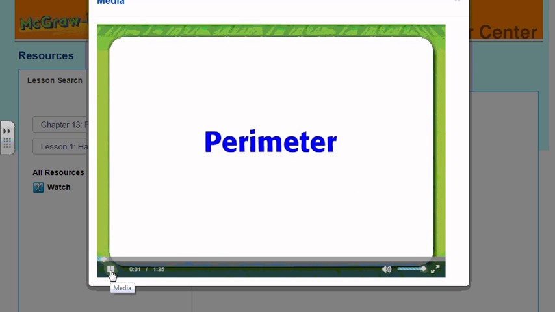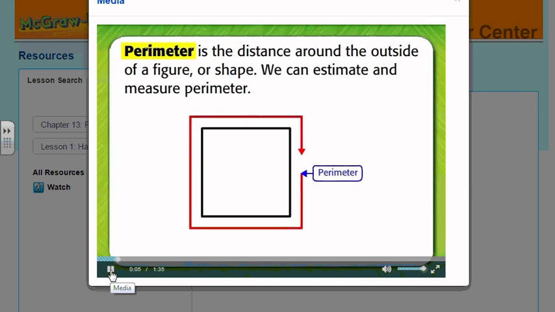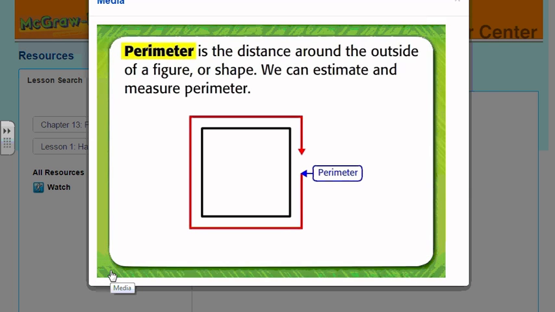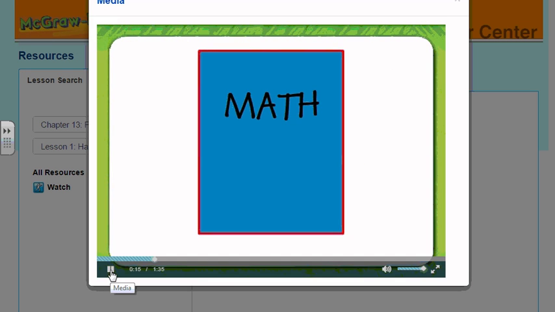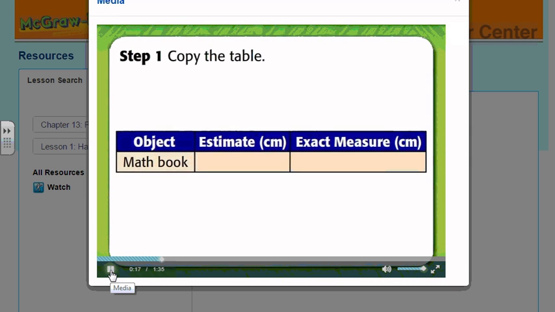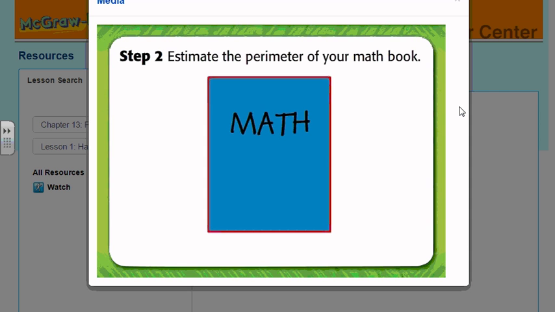Perimeter. Perimeter is the distance around the outside of a figure or shape. We can estimate and measure perimeter. Estimate and measure the perimeter of your math book. Copy the table we will use to record our results. Estimate the perimeter of your math book.